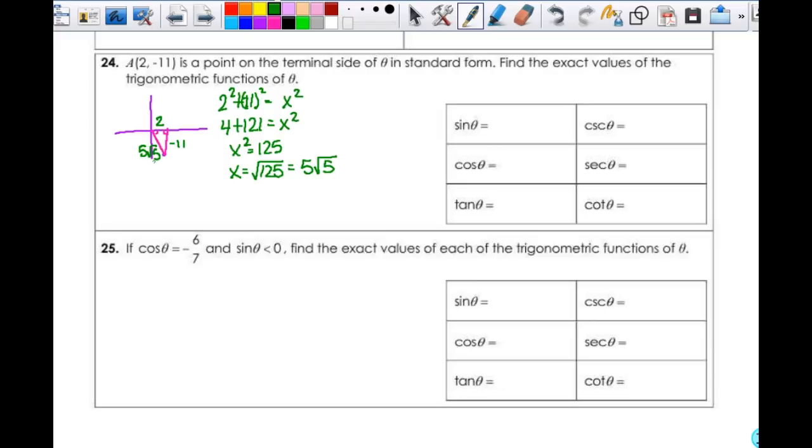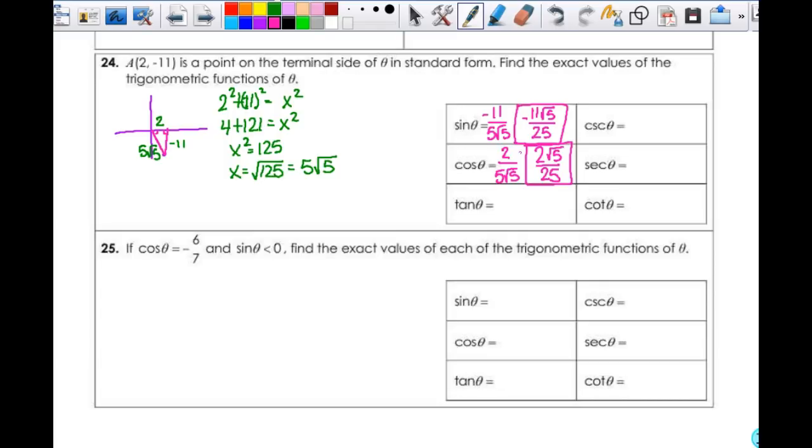So what I have here then is that when I want sine of theta, here's theta, opposite over hypotenuse, so it's going to be negative 11 over 5 square root of 5. So I have to rationalize, and I'll get negative 11 square root of 5 over 25, because the square root of 5 times the square root of 5 is 5. 5 times 5 is 25. This is my sine theta. Cosine is adjacent over hypotenuse, so that's 2 over 5 square root of 5. When I rationalize, that's going to give me 2 square root of 5 over 25.